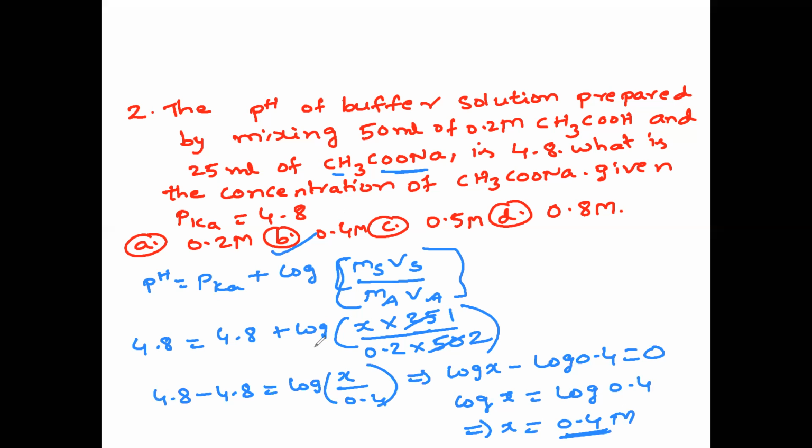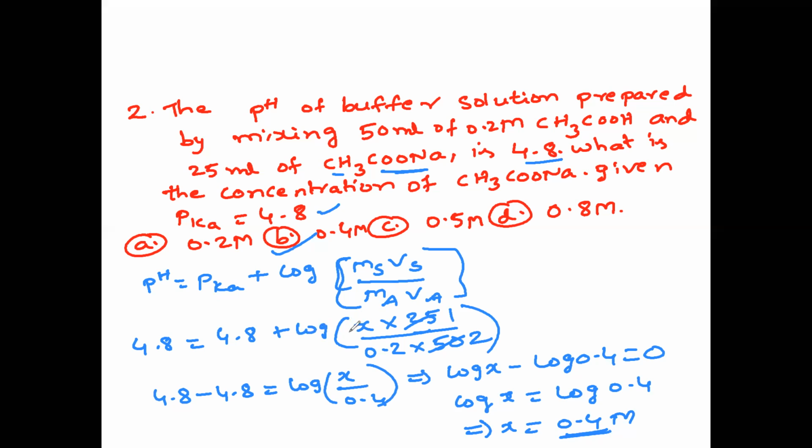Questions like these are very, very important in buffer solutions. Please do it, and copy down the solution. I'll give time. The pH of buffer solution prepared by mixing 50 ml of 0.2 molarity acetic acid and 25 ml of sodium acetate. They have left out the concentration of sodium acetate, and that's what they're asking. The pH of the total buffer solution is given as 4.8, and the pKa of acetic acid is also 4.8. So pH is equal to pKa plus log of molarity of salt into volume of salt by molarity of acid into volume of acid.